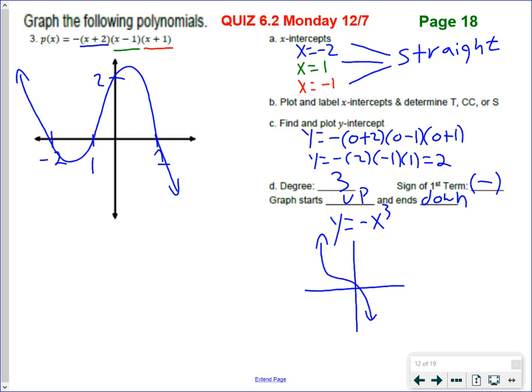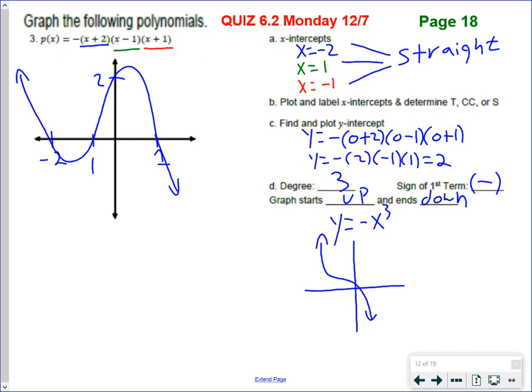So this is what you should have done for example 3. Our x-intercepts, we get them from our factors. We have a factor of x plus 2. The x-intercept of that will be -2. We have x minus 1. The x-intercept of that will be 1. And we have x plus 1. The x-intercept of that will be -1. Remember, we set each factor equal to 0. So each term that's underlined by a different color is one distinct factor. Set each one equal to 0 and solve for x. And that's how we get our x-intercepts.